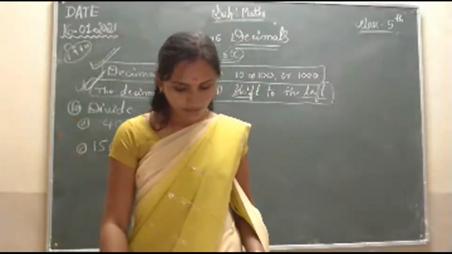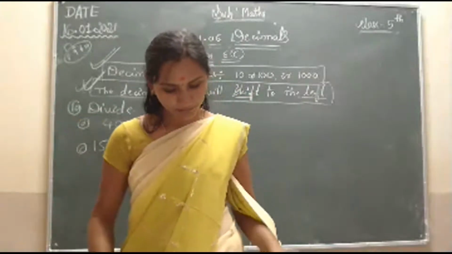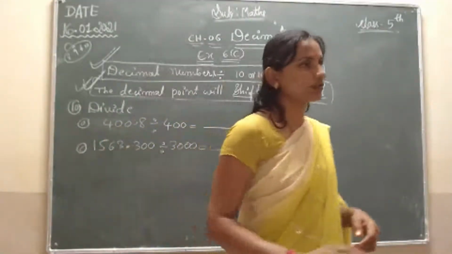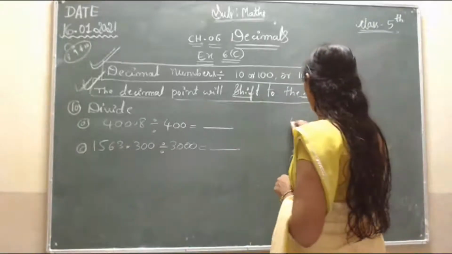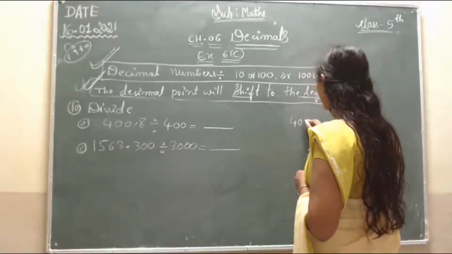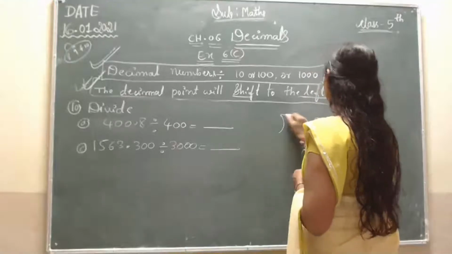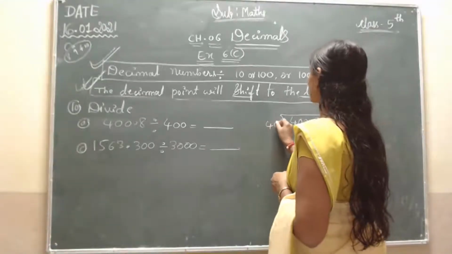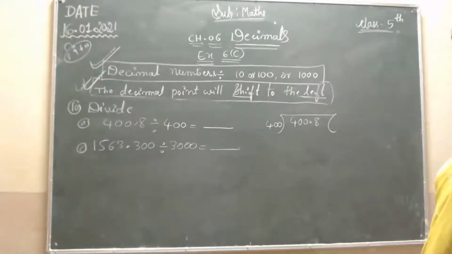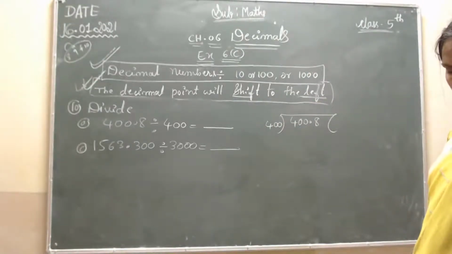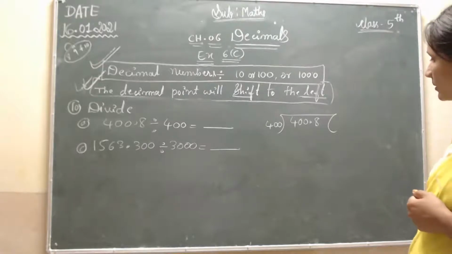Students, can you see in this question number A first? You have to write the divide means in the common division method. So first you have to write 400.08 divided by 400. Yes, that is divided by 400. Okay. So next, 400 in the point of words.